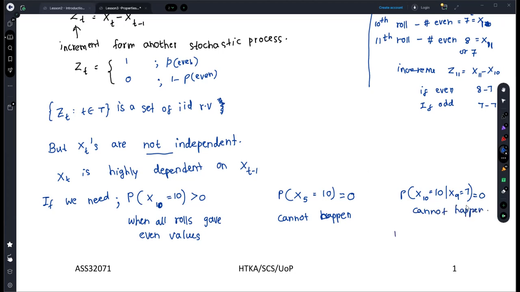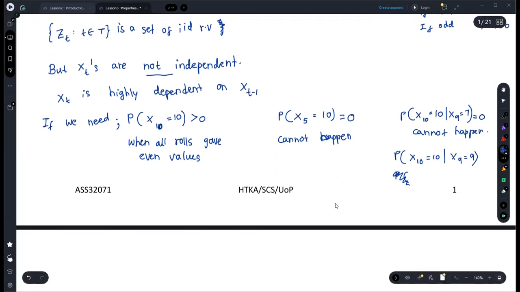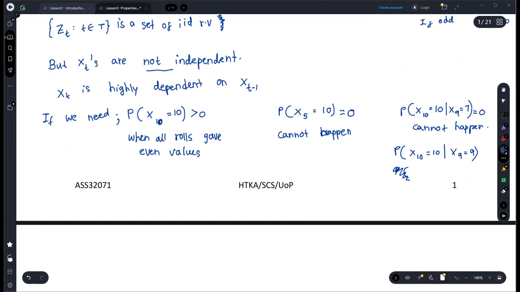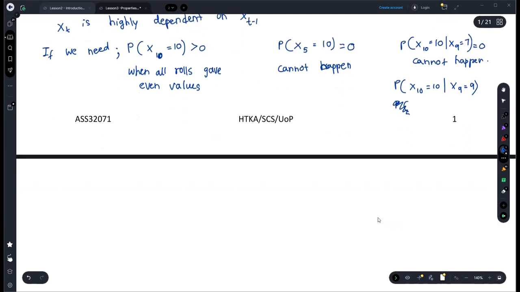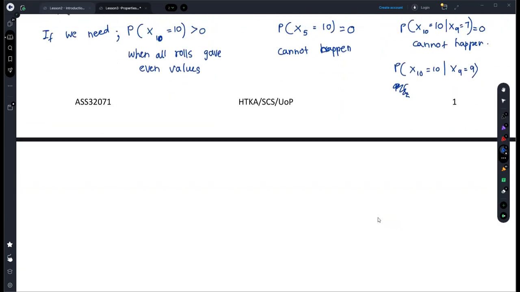So what are the possibilities for x10 to be 10? Either x9 is 9, right? That's it. The only possibility that x10 equals 10 is that x9 is 9. That's the only possibility. So that is how you do the increments, right? And the features of the increments, how they will look like.